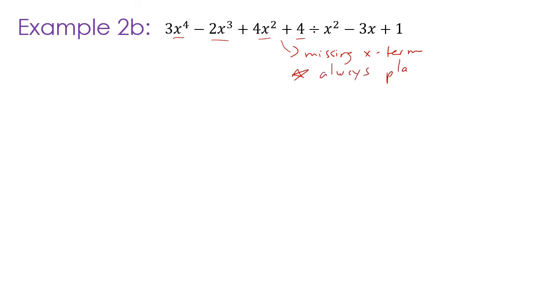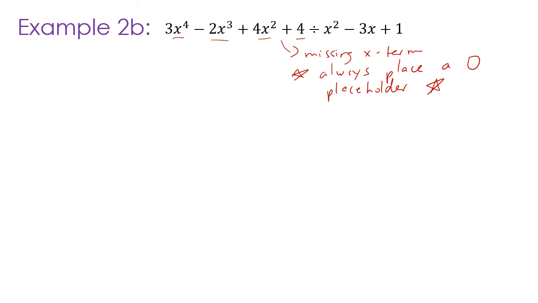Always place a 0 placeholder for any missing terms. Otherwise, your division statement's going to be all messed up. And you'll know that you've forgotten because we're going to get to a point where the degree in each column doesn't match up. So you'll be doing like an x cubed minus an x squared, which should never be the case.